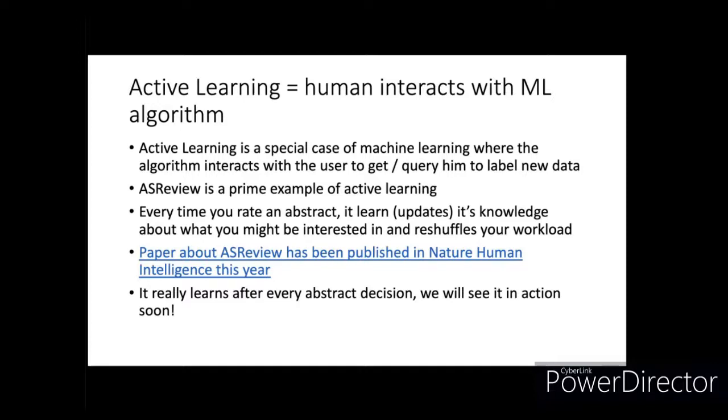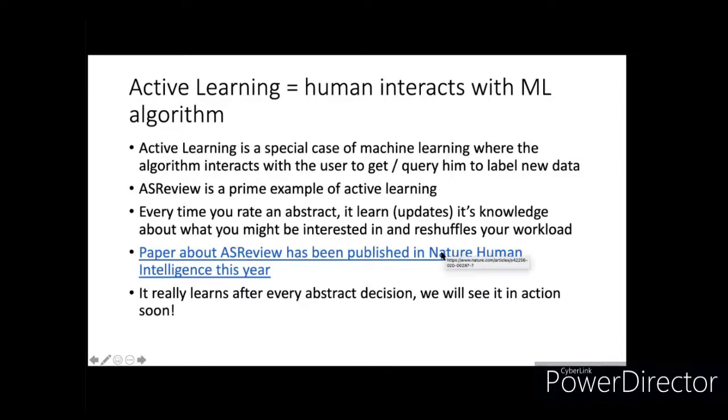And then if you are getting more and more relevant abstracts, if you get 20, 30 relevant abstracts, you can be almost sure that this is finished, that there are no other relevant abstracts in the workload anyway. So we will see it in action soon. It really learns after every abstract decision.